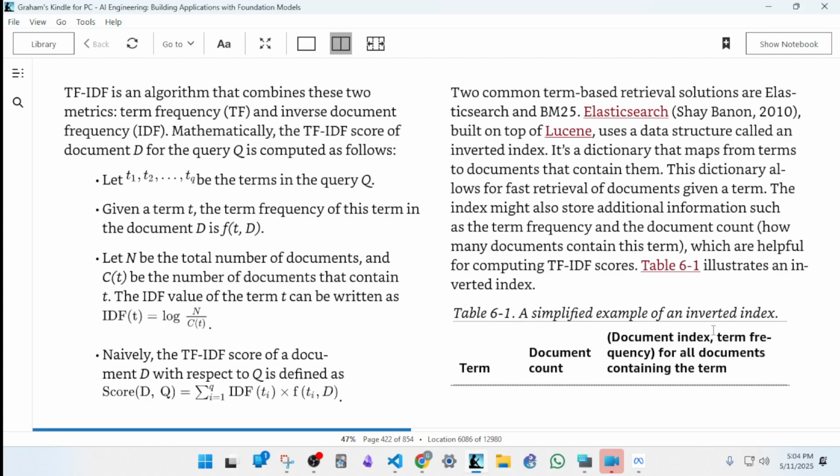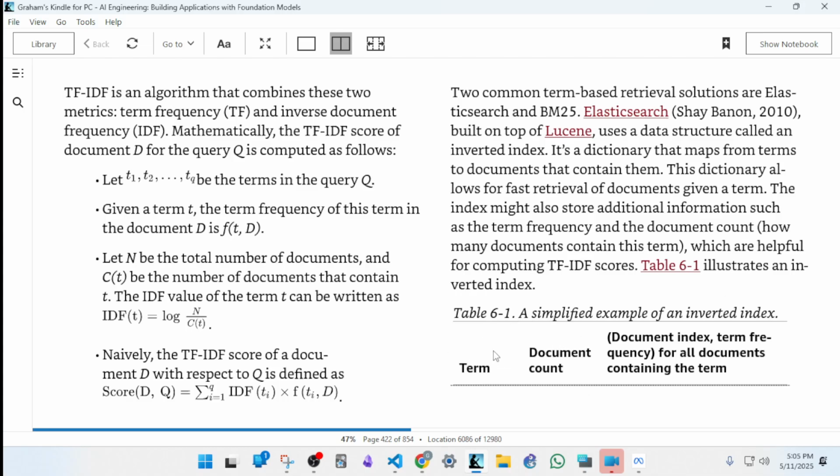It uses a data structure called an inverted index. It's a dictionary that maps from terms to documents that contain them. This dictionary allows for fast retrieval of documents given a term. The index might also store additional information, such as the term frequency and the document count, how many documents contain this term, which are helpful for computing TF-IDF scores. Table 6-1 illustrates an inverted index, a simplified example.